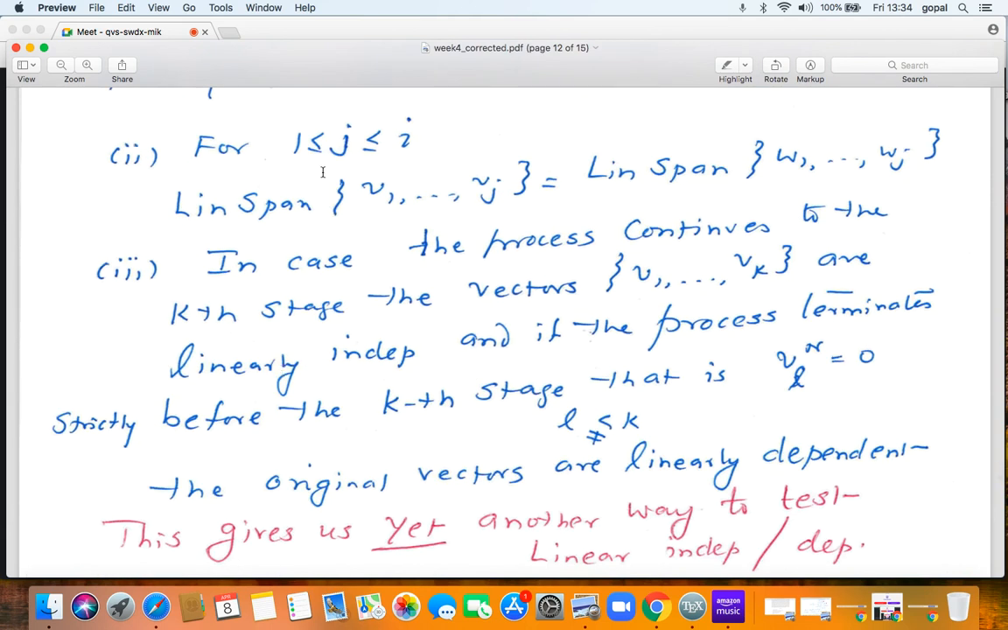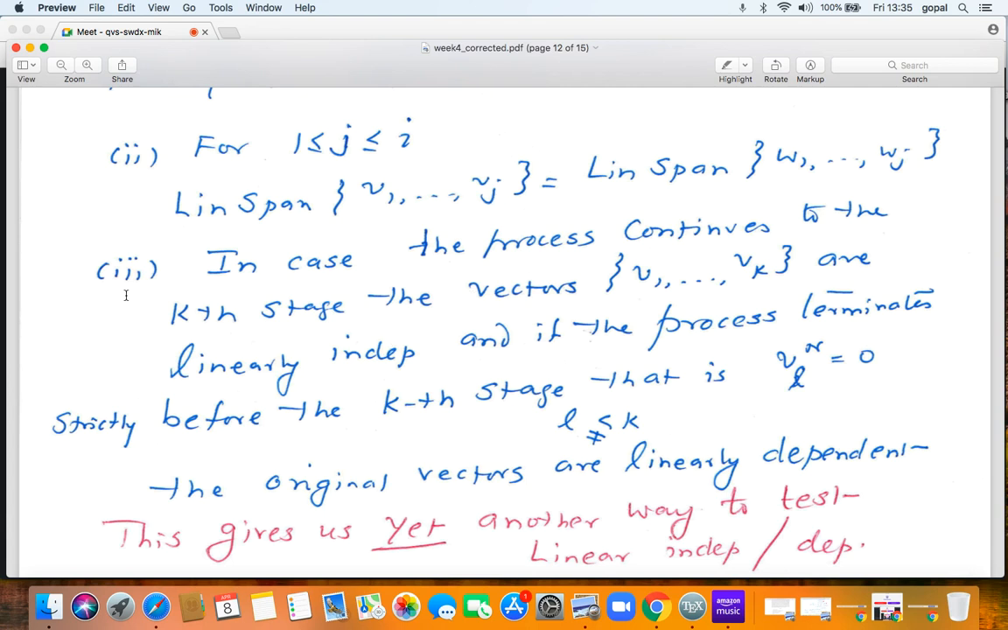Now, what does 2 say? 2 says that the linear span of V1, V2, Vj is the same as the linear span of W1, W2, Wj. Now, if the process goes all the way up to k, that means the linear span of V1, V2, Vk will be the same as the linear span of W1, W2, Wk. So W1, W2, Wk is a generating set. And they're orthonormal, they're orthogonal unit vectors, so they're linearly independent. So this is a k-dimensional space. In a k-dimensional space, a generating set with k elements will be linearly independent. So I'm assuming that the process goes up to the kth stage, right?